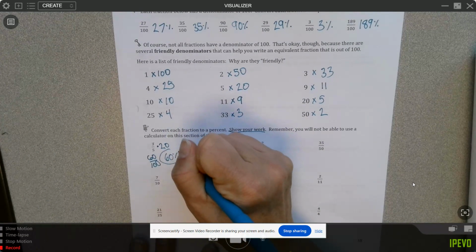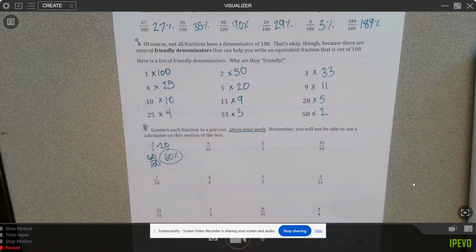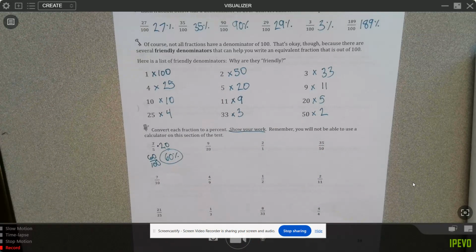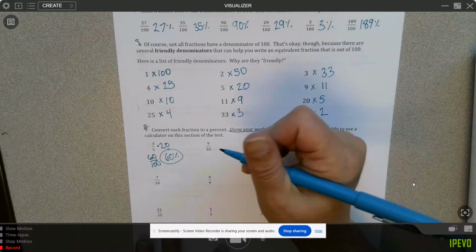I'm going to circle my final answer. Remember, you will not be able to use a calculator on the test. You cannot do 3 divided by 5 is 60%, right? No calculator, show your work. Show me the fractions that you are changing it into. We need to convert. So do the equivalent fraction that has 100 as the denominator, then take the numerator for your percentage. Let's do the next one together.